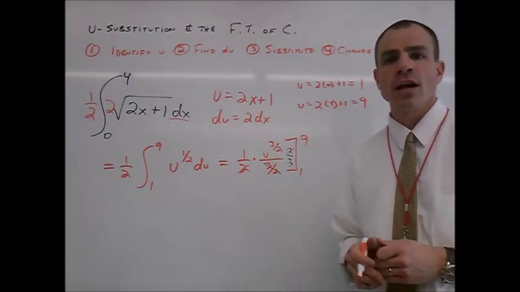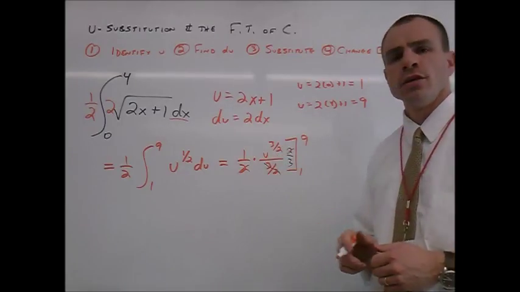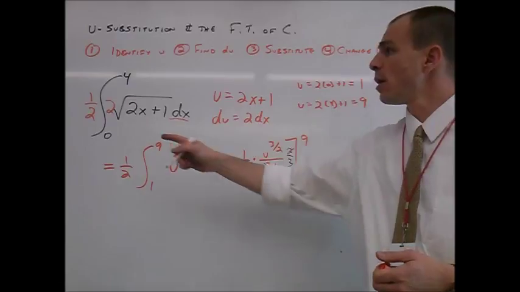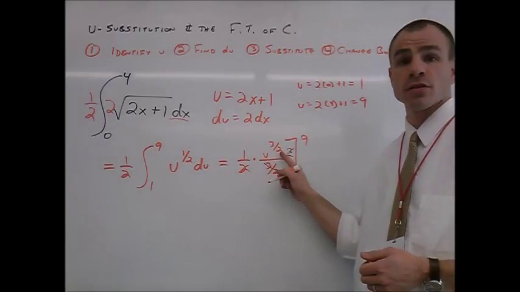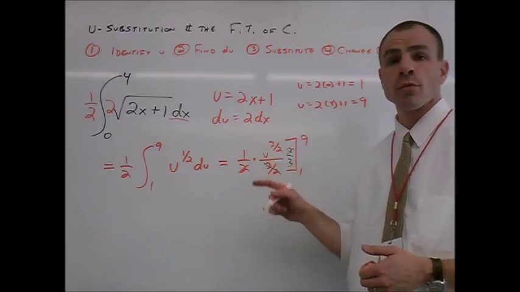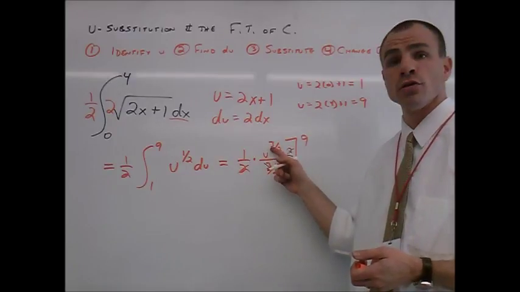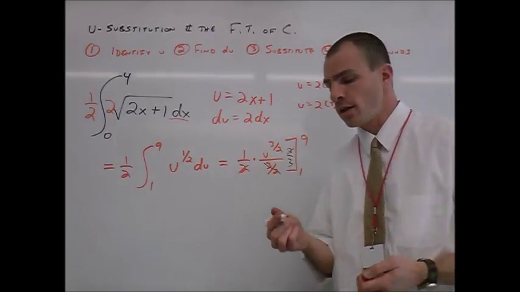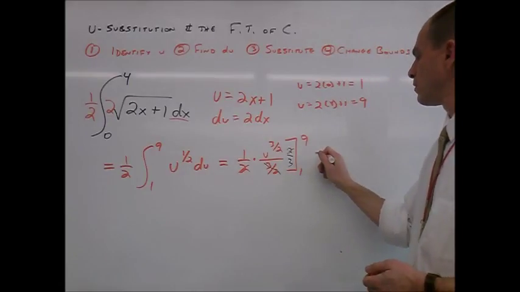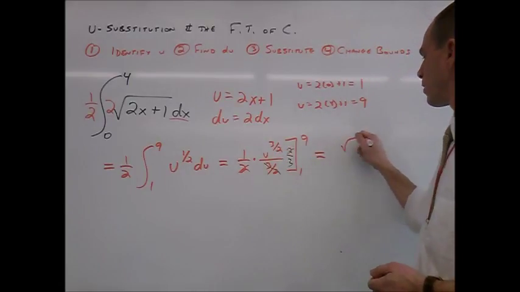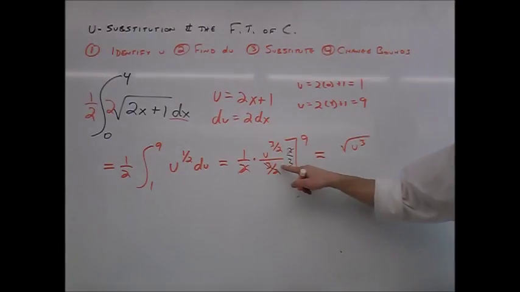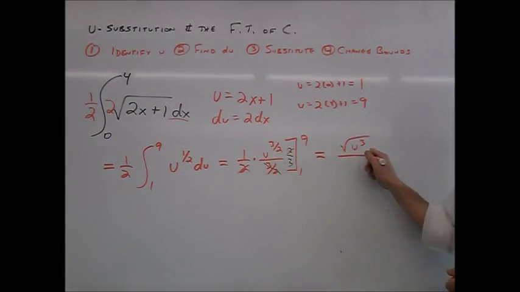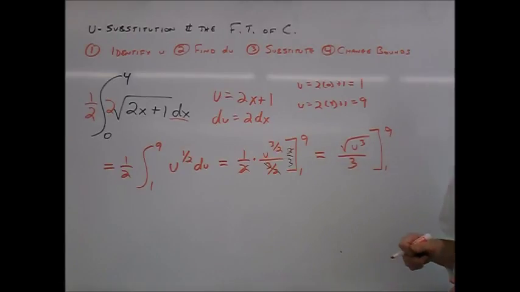All right, so time out from that quickly. What's u to the 3/2 in terms of a square root? Well, we know that the denominator tells us it's a square root, and the numerator is what we're doing to u. So in this case, we're cubing u, but we're taking the square root of that. So what does that mean? Well, we have the square root of u cubed. Okay, but keep in mind that we're still dividing this by 3. And that's being evaluated from 1 to 9.